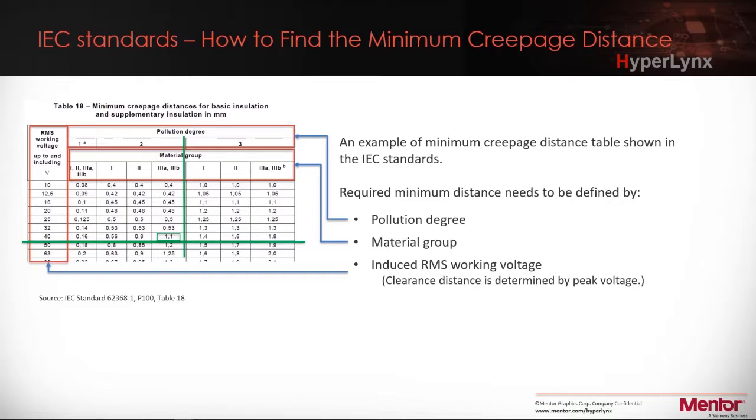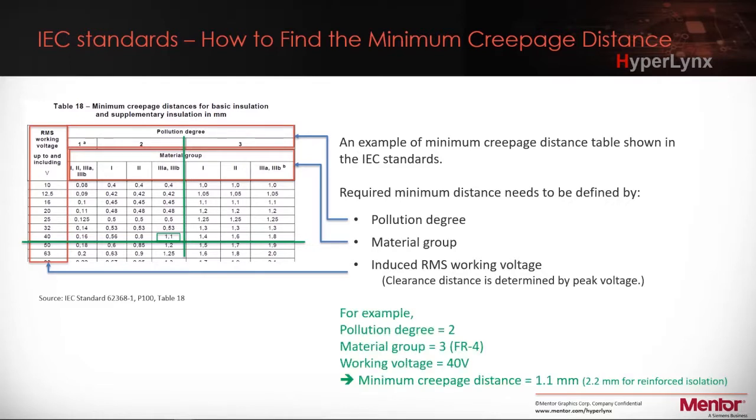For FR4 material, we can select material group 3. So for this example, we'll use pollution degree 2 and material group 3, and our working voltage will be 40 volts. So now we can use this chart to find the minimum creepage distance for our specific working voltage. If reinforced isolation is applied to that part, we should double the reading for our use case.